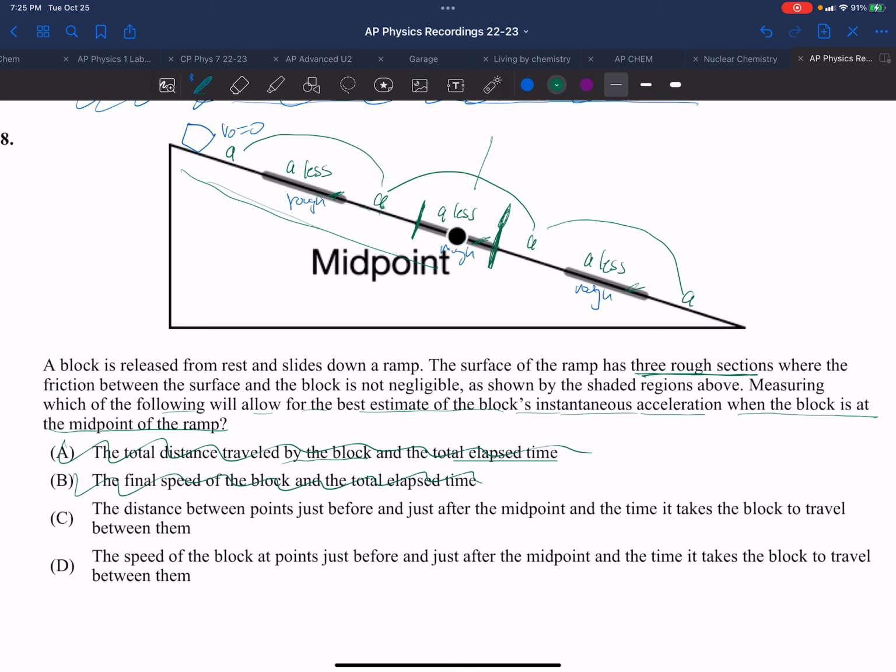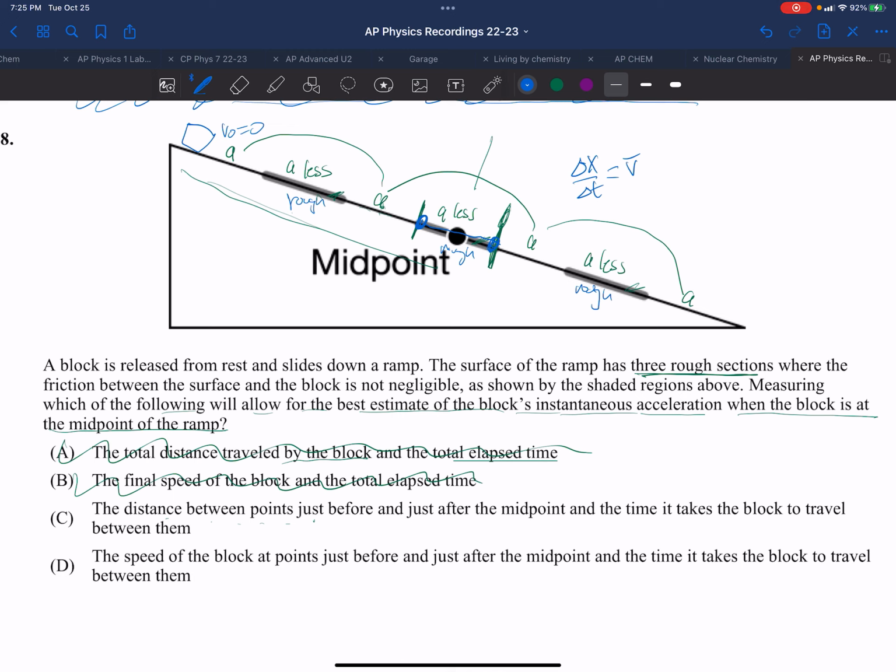So the distance between the points just before and just after the midpoint, and the time it takes the block to travel between them. So if we have this point and this point, we can know that displacement, delta x, and we can know delta t. That can give us the average velocity only.